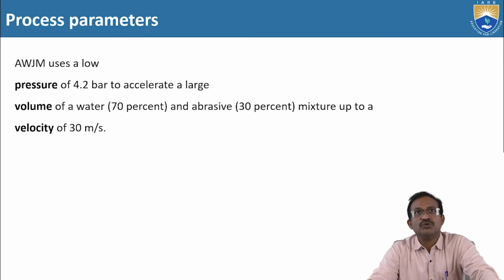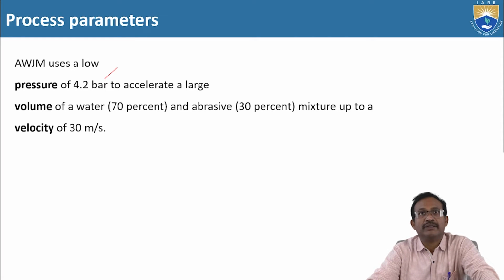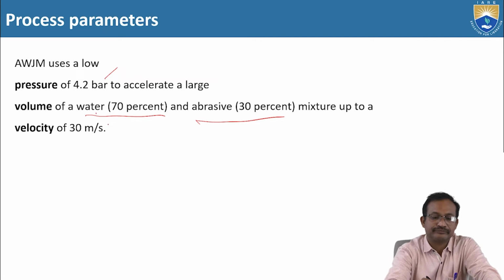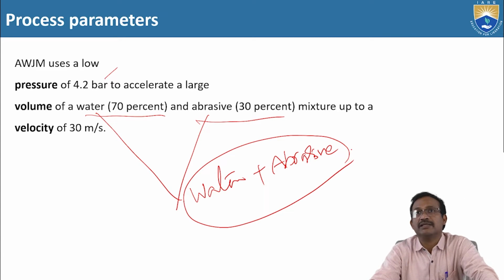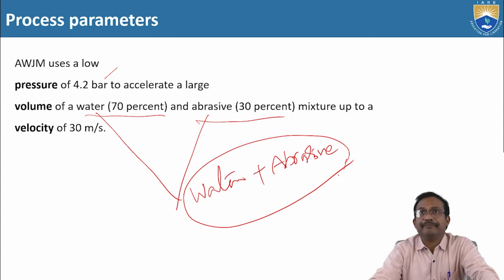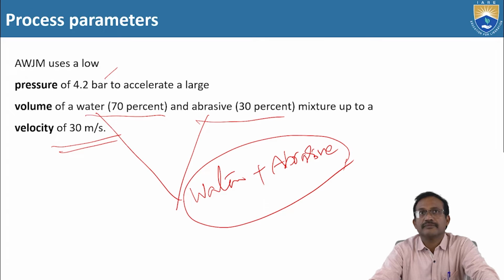Process parameters. Abrasive water jet machining uses a low pressure of 4.2 bar to accelerate a large volume of slurry, that is 70% water and 30% abrasive. So the composition of the abrasive slurry is 70% water and 30% abrasive, at a velocity of up to 30 meters per second. These are the process parameters of the abrasive slurry.